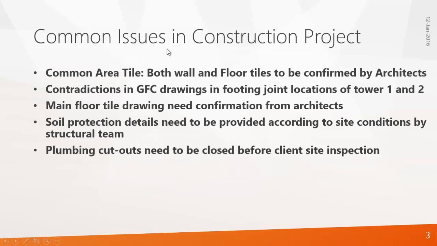So these are the common issues found in a construction project. Common area tile, both wall and floor tile, to be confirmed by the architects. Contradiction in GFC drawings in footing joint location of tower 1 and 2. Main floor tile drawing needs confirmation from architects. Soil protection details need to be provided according to site conditions by the structural team. Plumbing cutouts need to be closed before client site inspection. So these are the issues that I found in my project. If you find any kind of issues in your project, you can create them inside Primavera Basics.